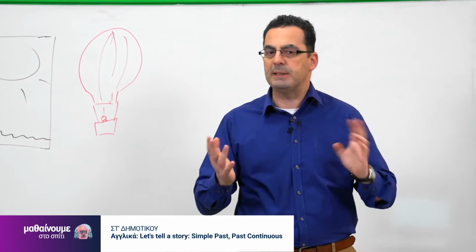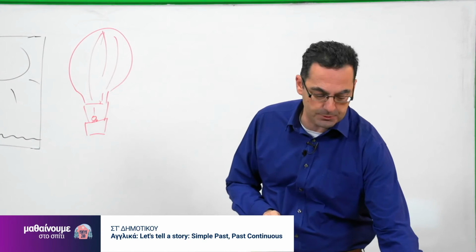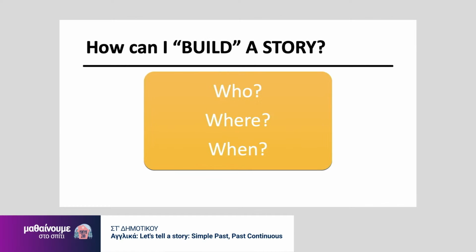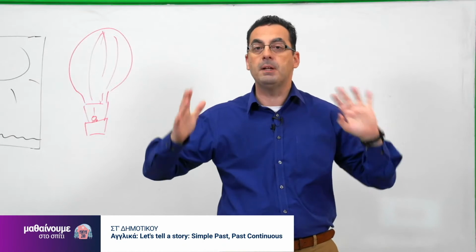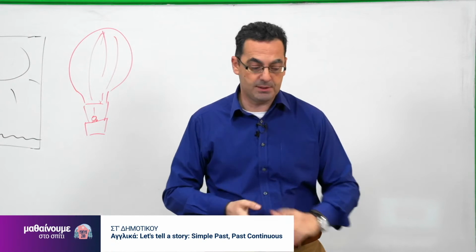So let's talk a little bit about how to create a story, how to build a story. So how can I build a story? Every story has a beginning, a middle, and an ending. Usually in the first paragraph we have to say who, where, and when, so that we can give people a picture. Let's go back to the two stories.